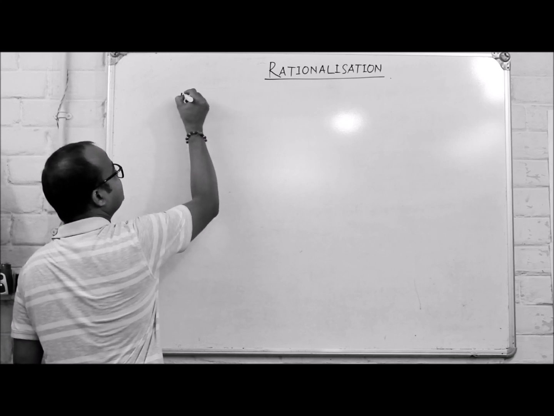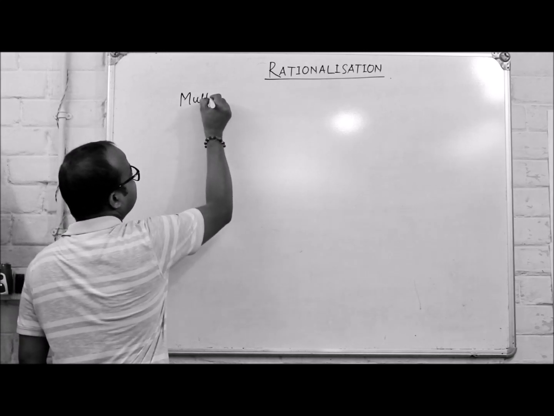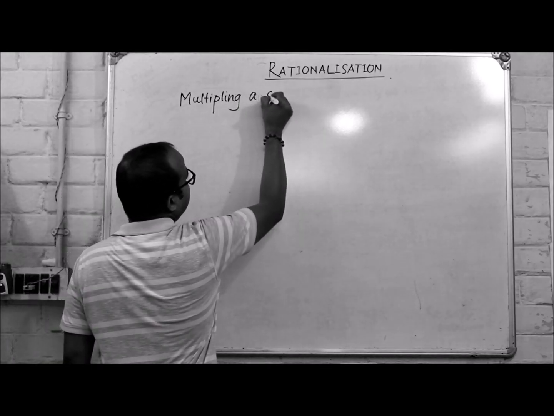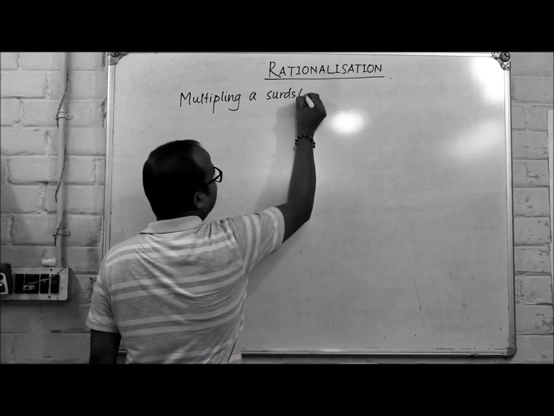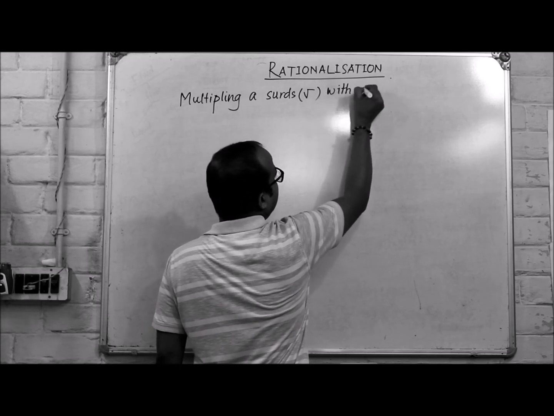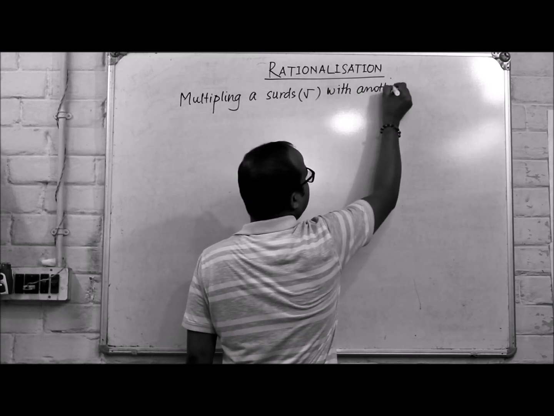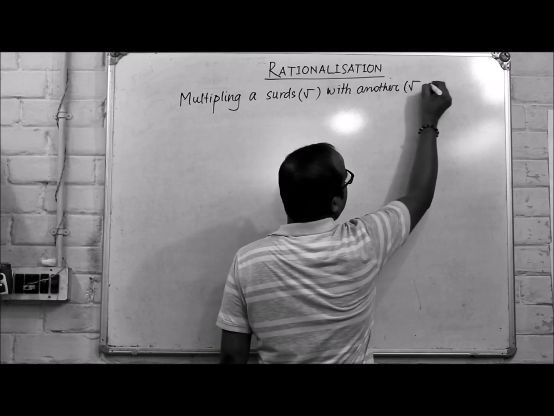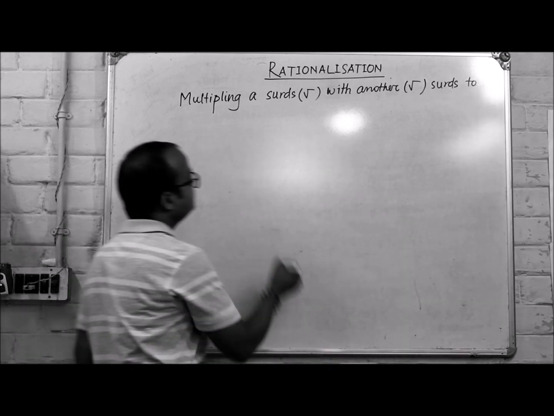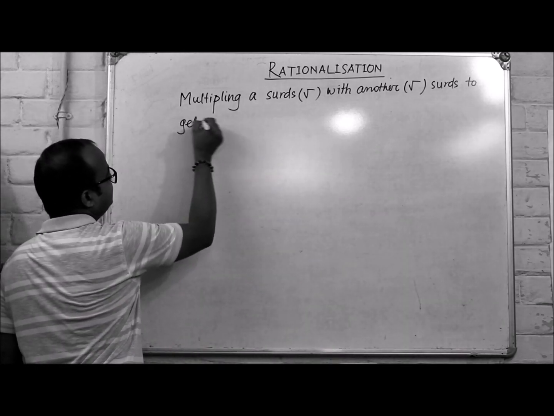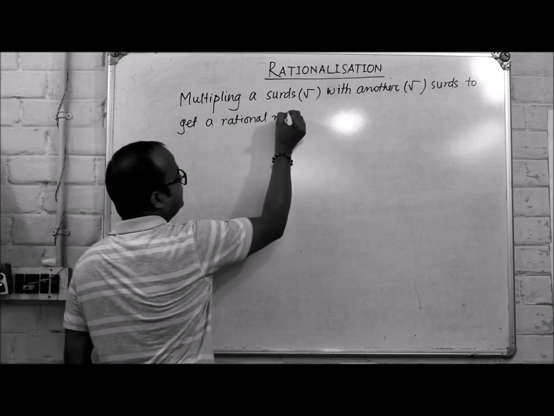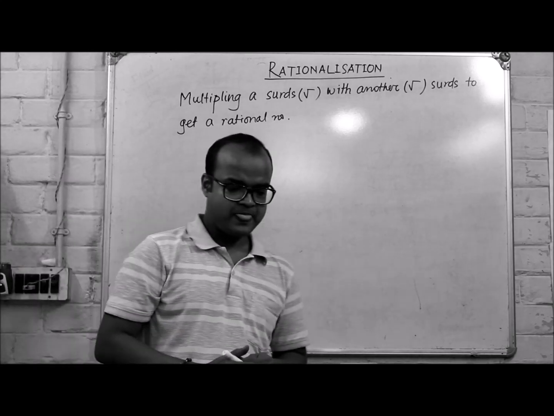What is the meaning of the term rationalization? Multiplying a surd or square root term with another square root term or surd to get a rational number is called rationalization.